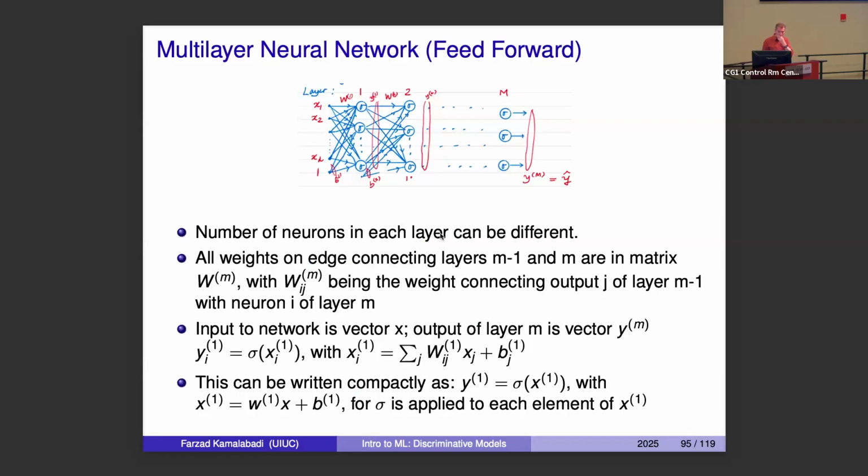So then what do you do with that? That was just one node. You connect the nodes to subsequent layers. Each one of these is a layer, until you have the final layer.